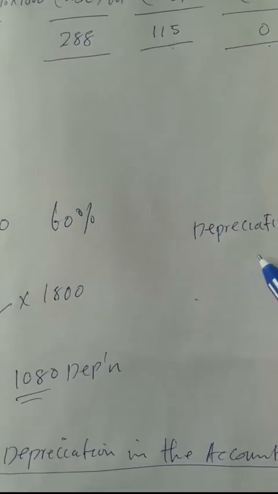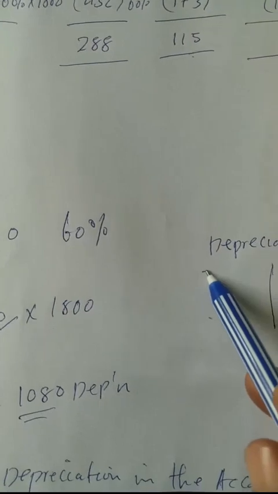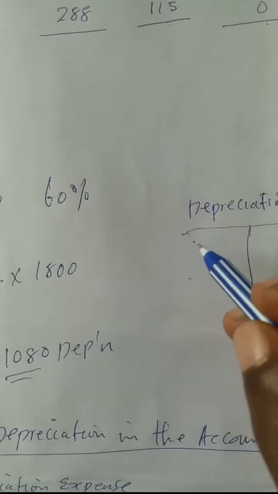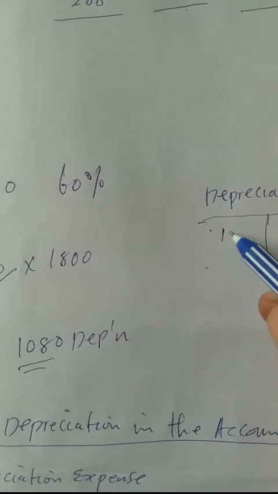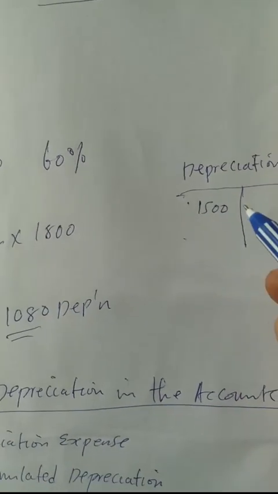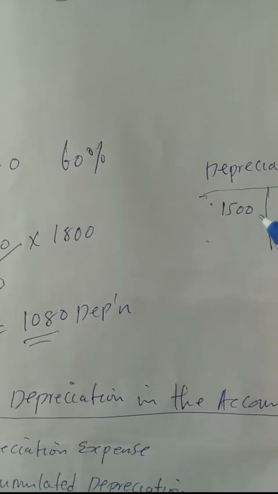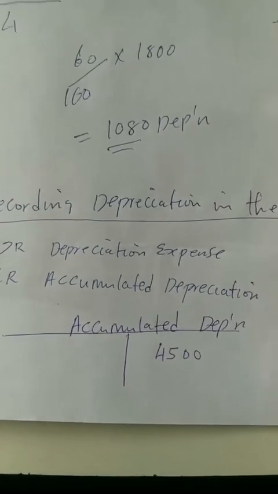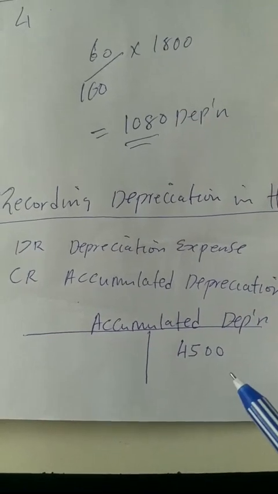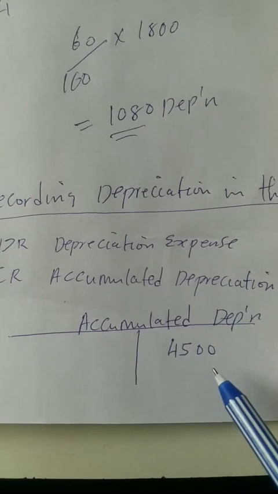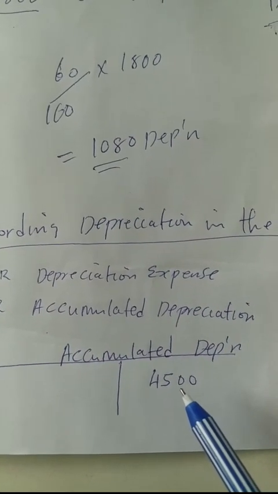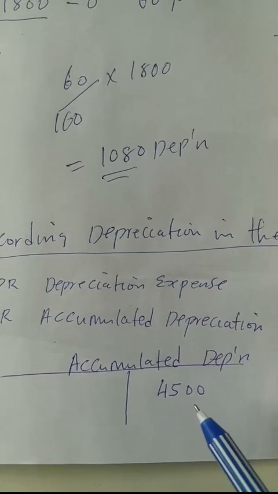Depreciation expense, just by the name in the T accounts, is a debit entry. Let's say this is the depreciation we've calculated in the current year, and we are calling it depreciation expense. Then we have the accumulated depreciation, an estimation and allowance. This amount will reduce the value of the non-current asset in the statement of financial position.